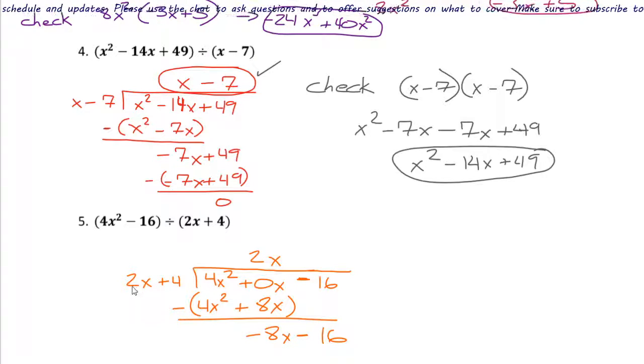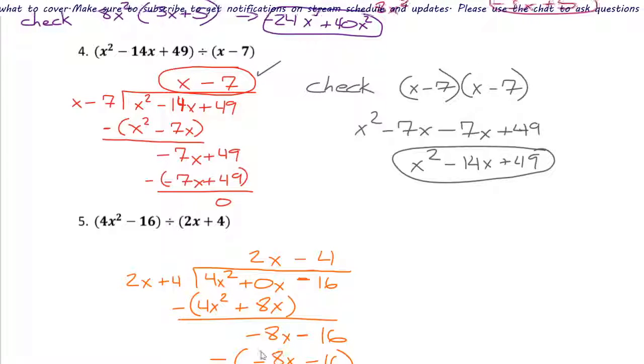And then what do we need to multiply 2x by to get to negative 8x? We need to multiply by negative 4. So negative 4 times 2x is going to be negative 8x. Negative 4 times 4 is going to be negative 16. And if I was to subtract that, negative 8x minus negative 8x, so you're actually adding, because subtracting a negative is like adding a positive.